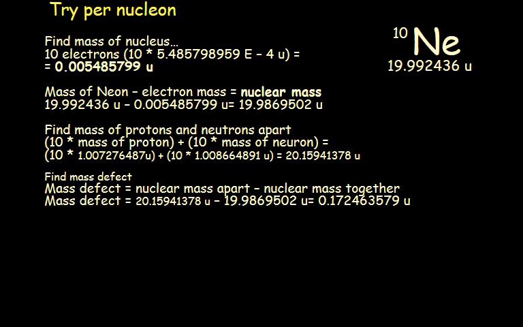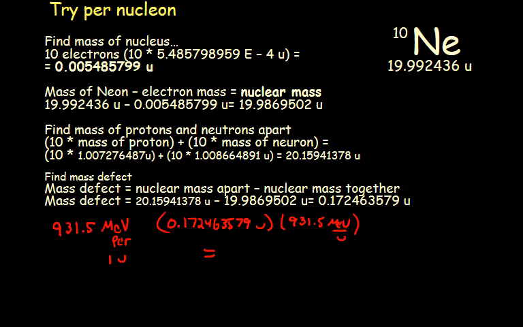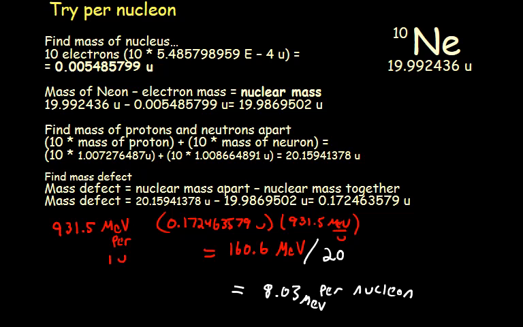Let's go ahead and try per nucleon, and for neon here. If we look at that, we have our mass defect here, and we can take this value, we get this. Now this is for the entire nucleus. So how would we figure out per nucleon? Well, we just divide by the number of nucleons. So there's 8.03 mega electron volts of binding energy per nucleon for neon.